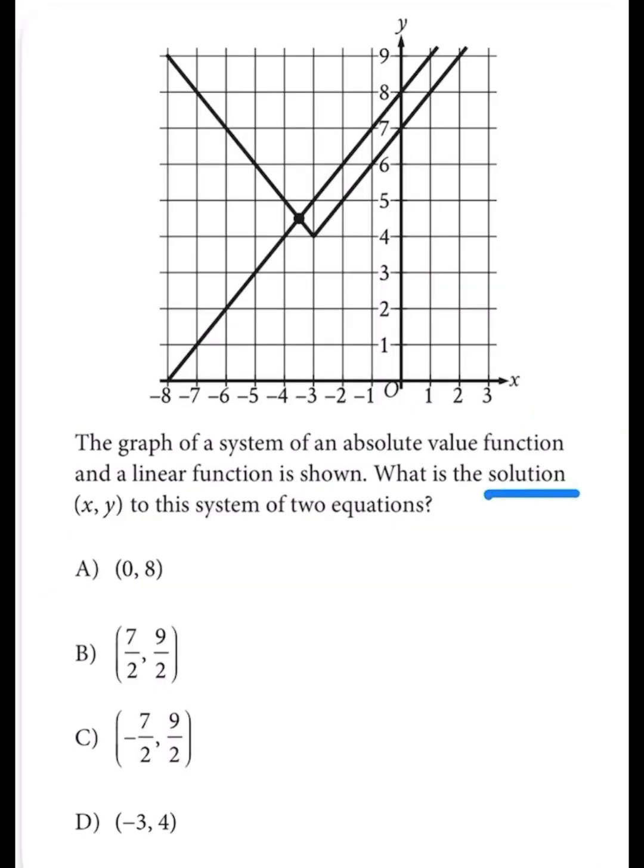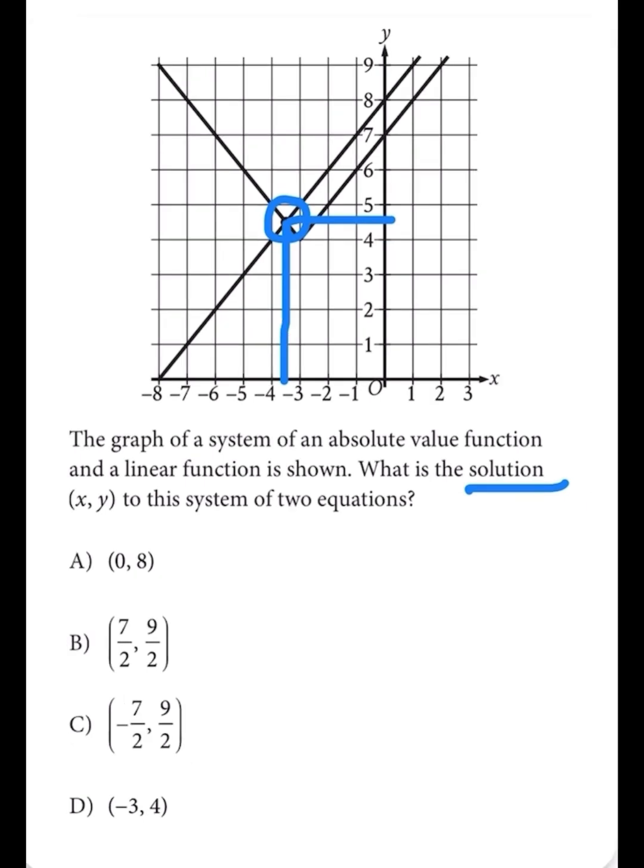The point where the two graphs intersect is the solution. The x value of that point is at the mid of -3 and -4, and the y value is at the mid of 4 and 5. Converting fractions to decimal form confirms the answer.